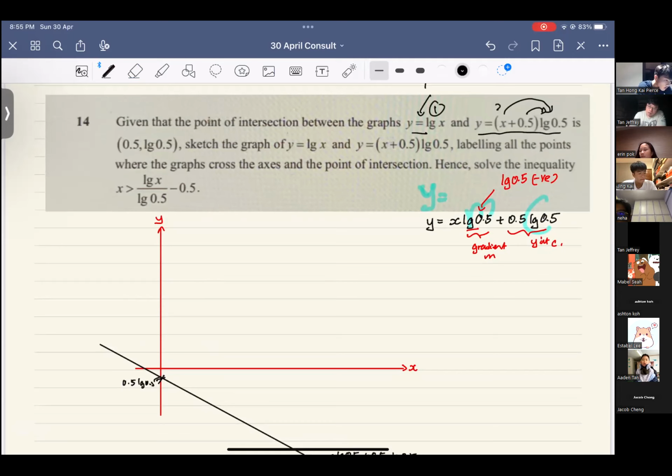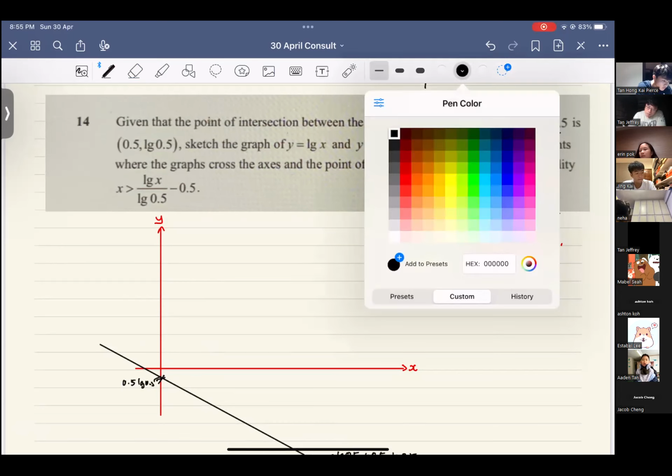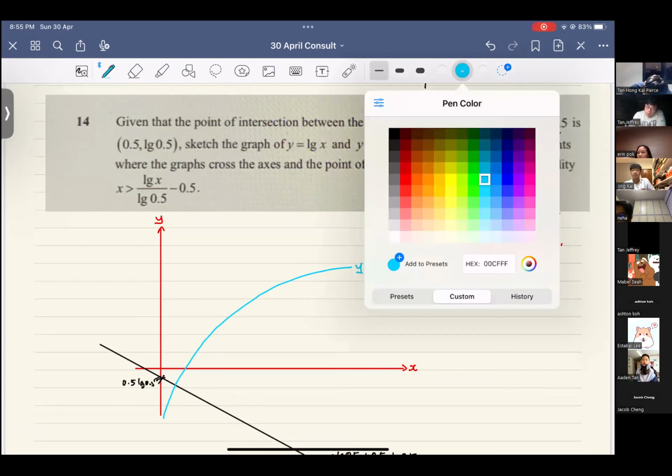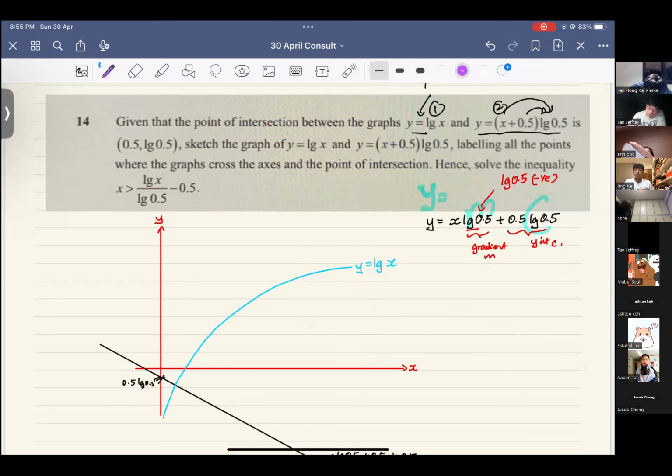The second graph, log x, will look like this. Let me use a different color, blue color. Oh shucks. It will look something like that. Let me just draw it out a bit. My graph may not look so nice. Let me do my best. This is y equals to log x. So the point of intersection is over here. This part here is 0.5 log 0.5. This is what the graph looks like.